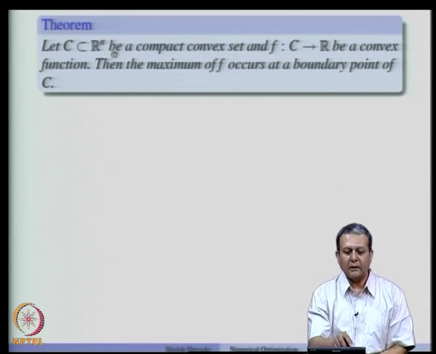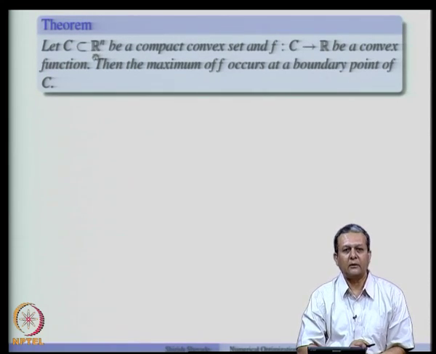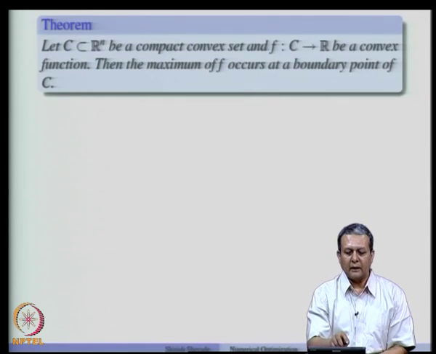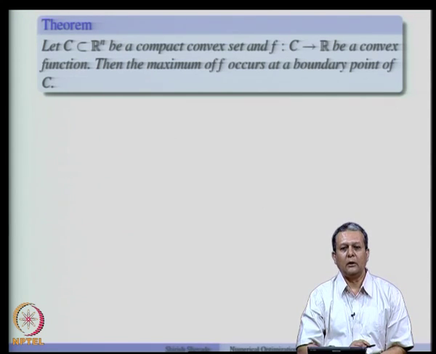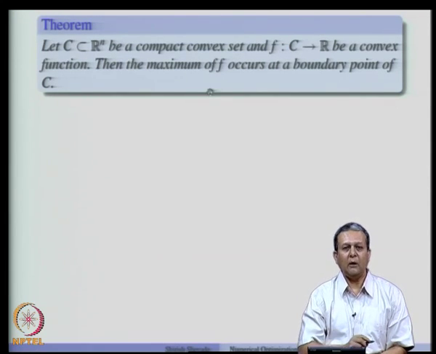Let C, a subset of R n, be a compact convex set, and let f be a convex function defined from C to R. Then the claim is that the maximum of f occurs at a boundary point of C. In other words, if we are trying to maximize a convex function over a compact convex set, then the maximum would occur at a boundary point.